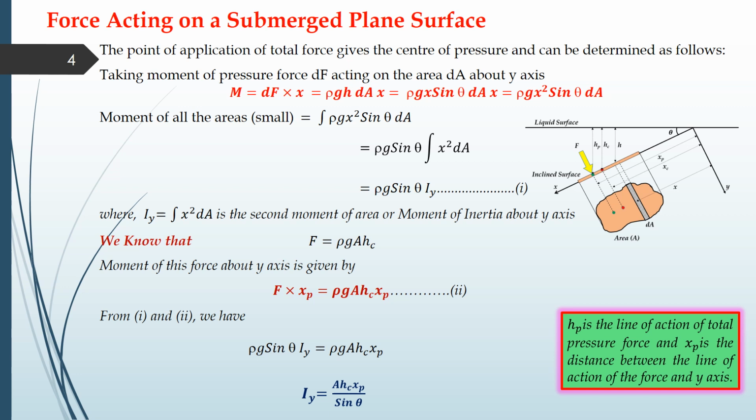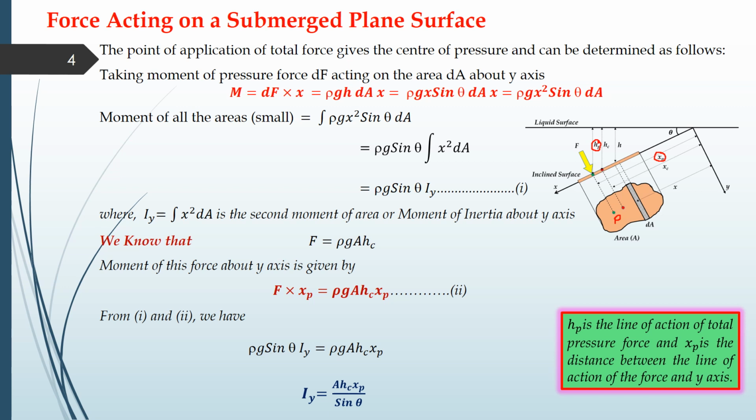Okay, the point of application of the total force gives the center of pressure and can be determined as follows. In order to find out this center of pressure point P, we have assumed that it is somewhere down, at a certain distance from this. We will try to find out this xp basically. We have assumed that it is at a certain distance xp, and if we take into consideration the distance from the topmost level of the liquid, then it will be hp. So we will try to find out these hp and xp terms over here.